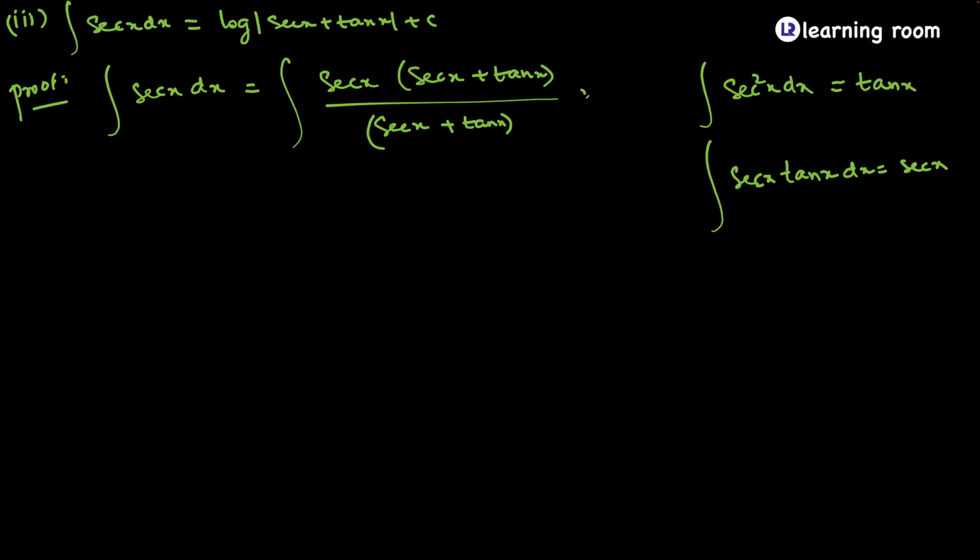But did you understand why we are doing this? So that the numerator will become the derivative of the denominator. So we come in reverse, no. What is the derivative of secant x? Secant x tan x. So observe. When I expand this, you will get secant square x plus secant x tan x, the whole divided by secant x plus tan x.